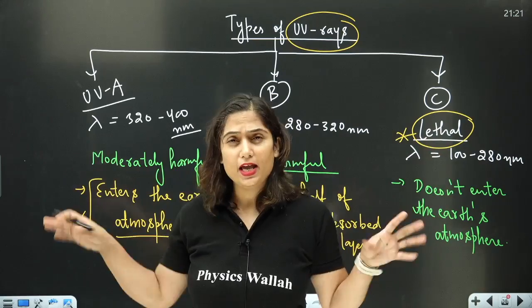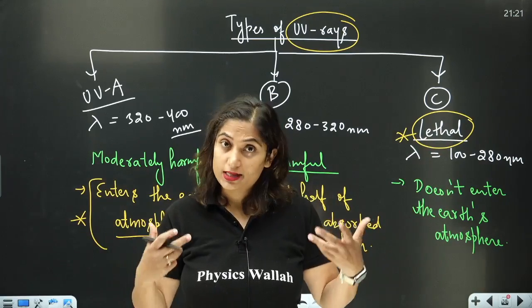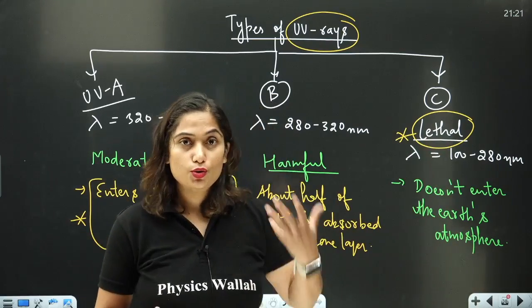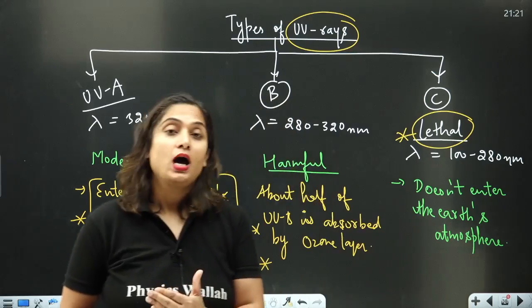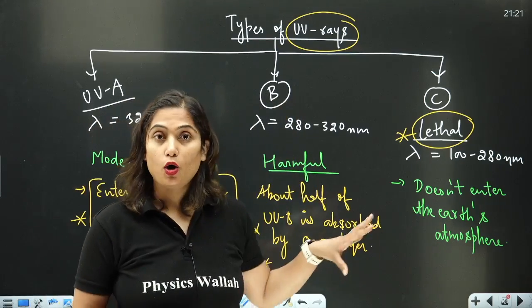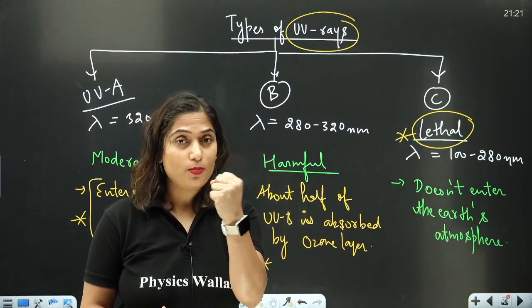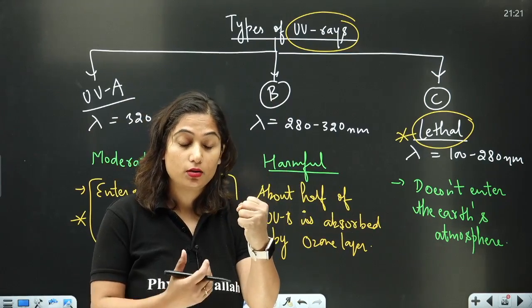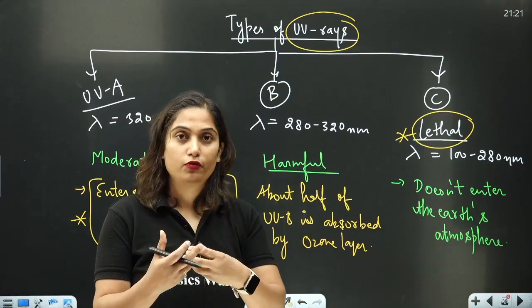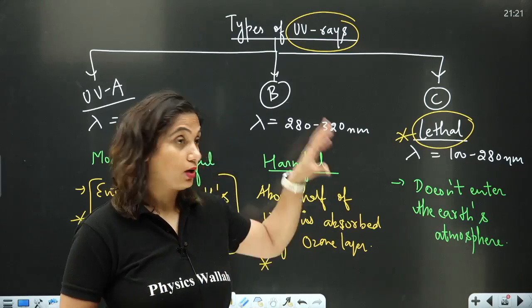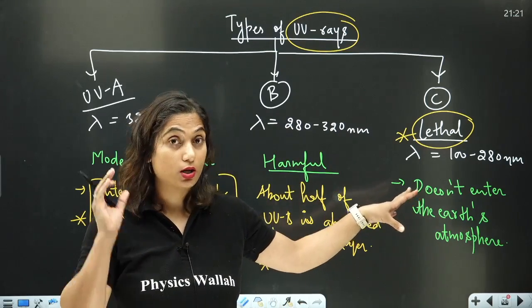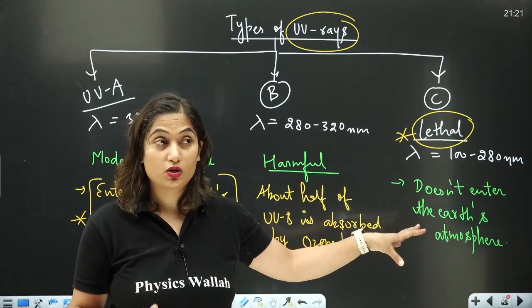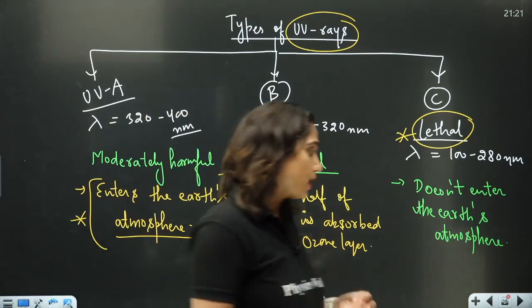So UV ray A is not very harmful. It is harmful but not very harmful. So UV ray A enters into the Earth's atmosphere. UV ray B, almost half of it is absorbed by the ozone layer, and some part of UV ray B enters into the Earth's atmosphere. But UV ray C, no, it does not enter into the Earth's atmosphere because it is lethal to the organisms.